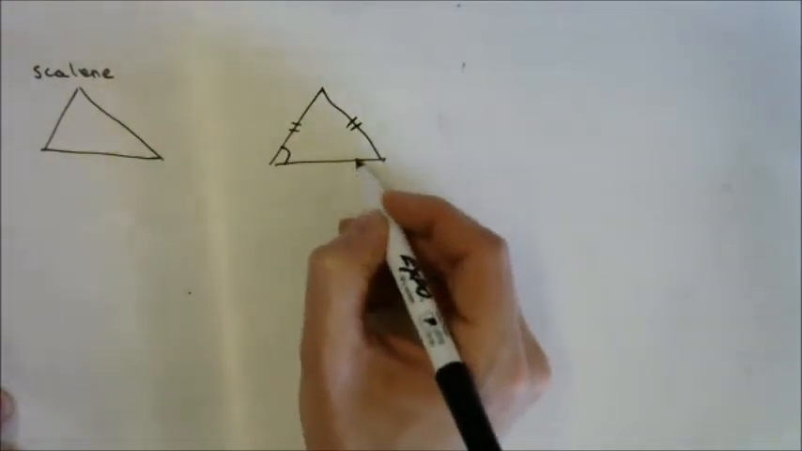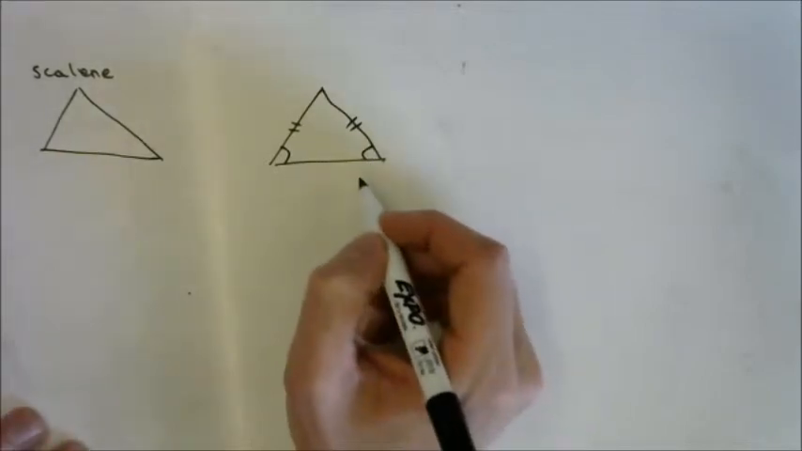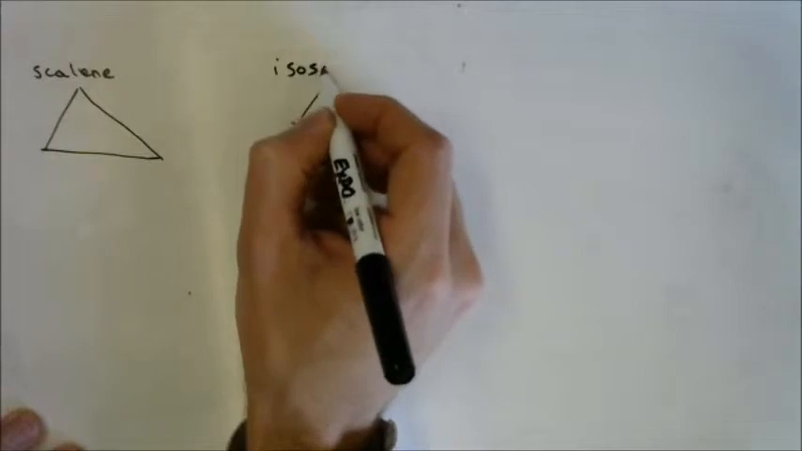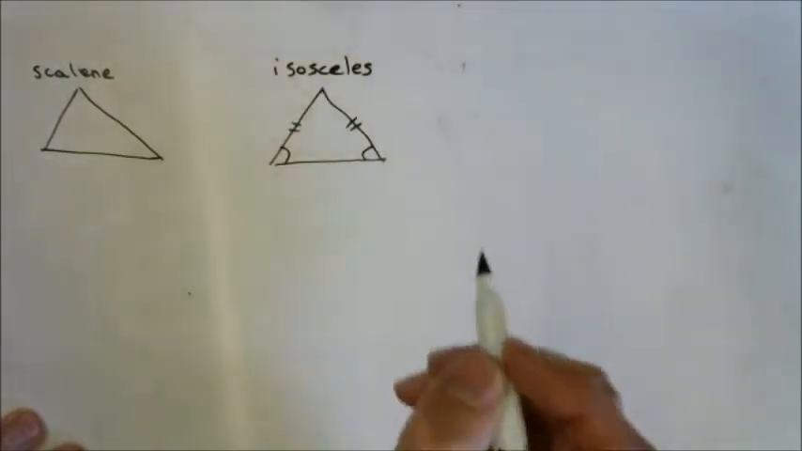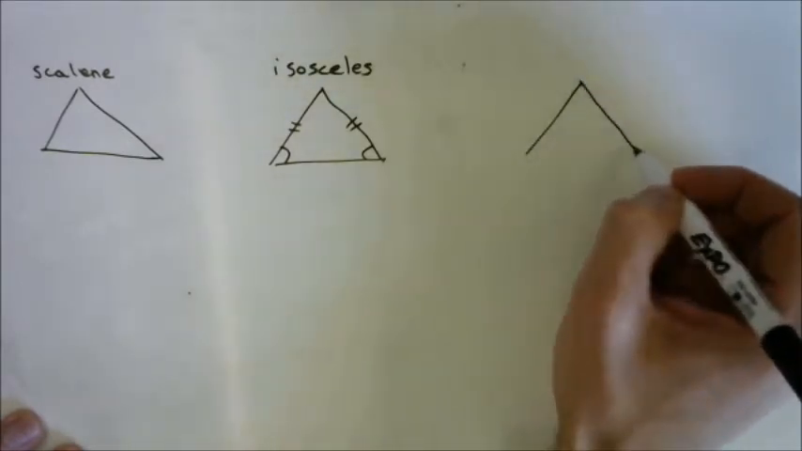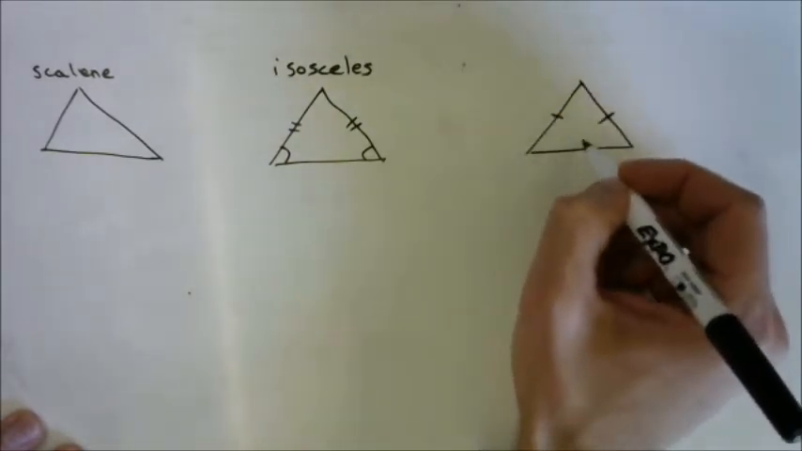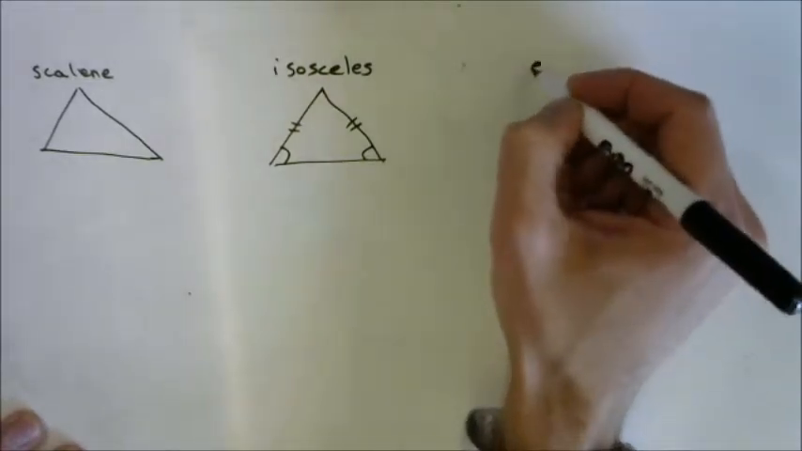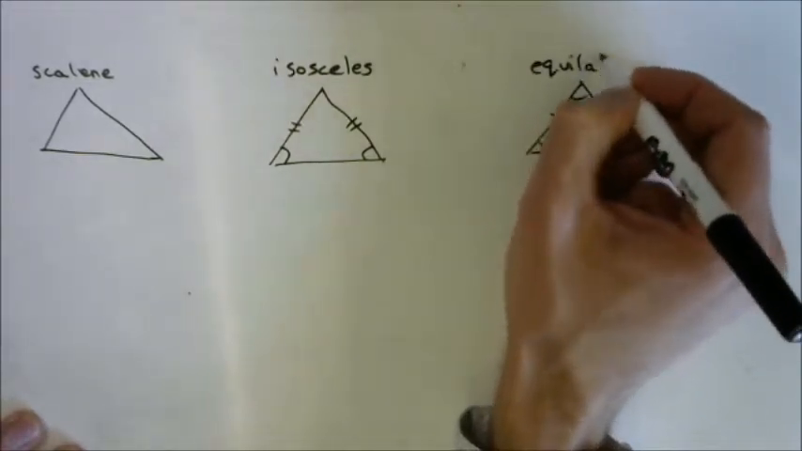That's isosceles. You have 2 equal sides, 2 equal angles. That is isosceles. Check the spelling on that. And your last one has 3 equal sides, 3 equal angles. It is called an equilateral triangle.